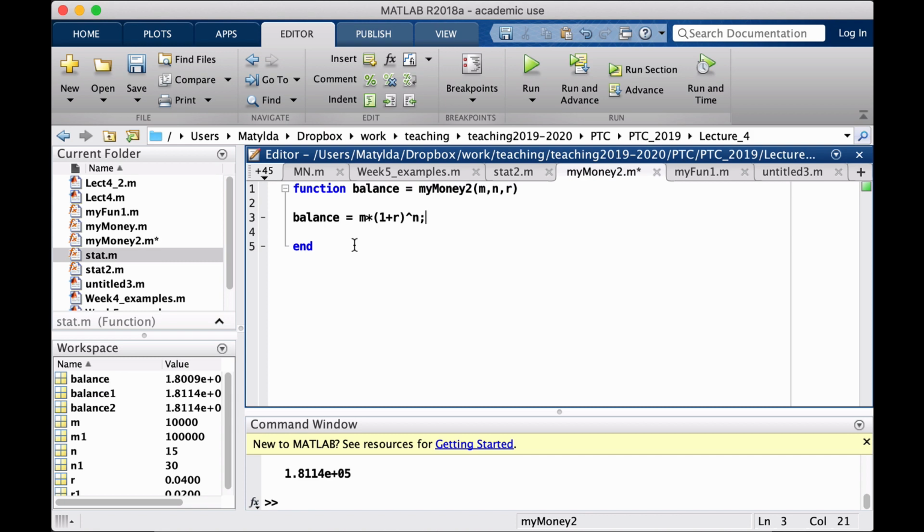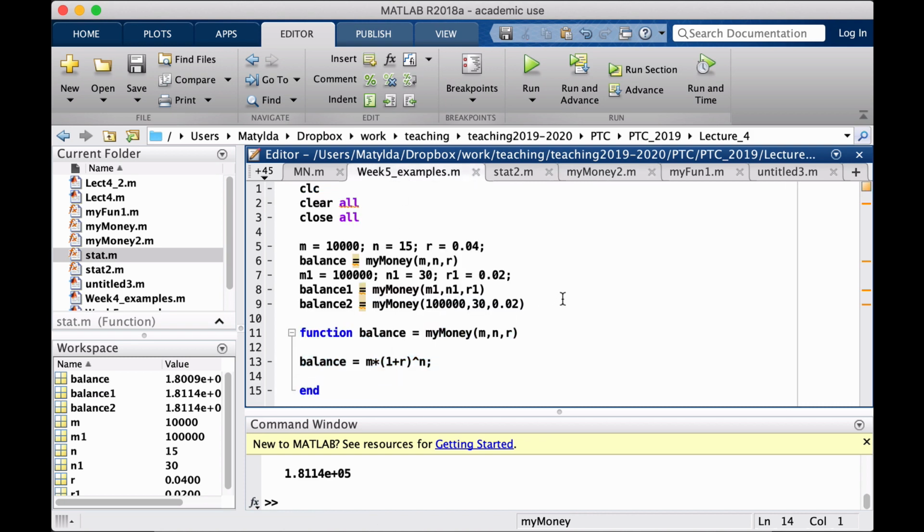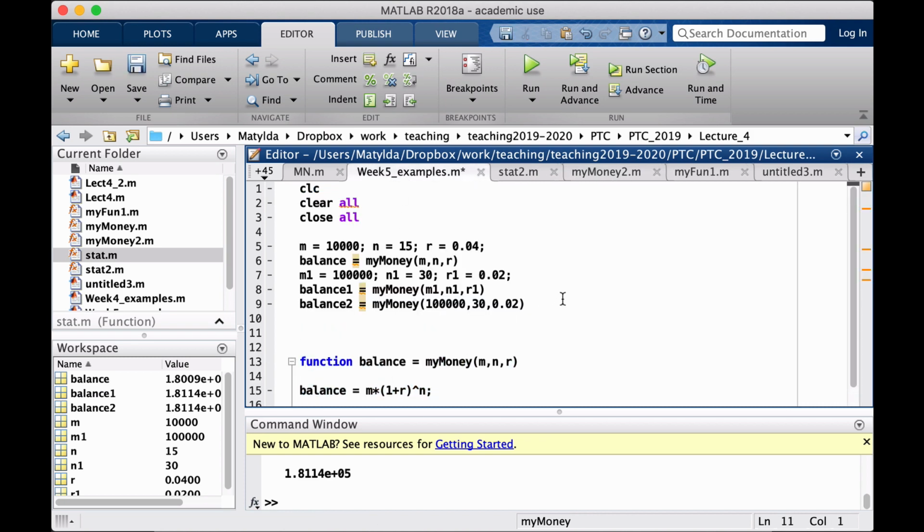Second thing is that since it's one function within one file, this end is not needed. It's okay to have it, but it's not necessary. So this function will work perfectly fine if that end is not there. So now when I save it and I go back to my file in here, the only thing that is left for this to work is to be sure that this mymoney2 function is actually saved in the same folder where the script is. Now I know it is the case because I have saved it in the same one.